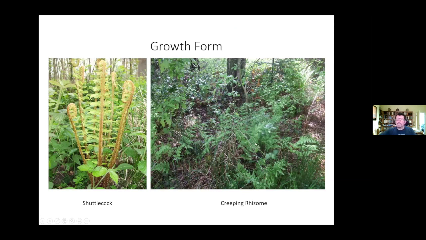Because we're on this free rhizome, they can come up and they can go any way they want to. So this is a much more irregular, disordered arrangement of leaves in space. There's nothing regular about them. The leaves go all over the place. Whereas here they're nicely arranged into a shuttlecock.